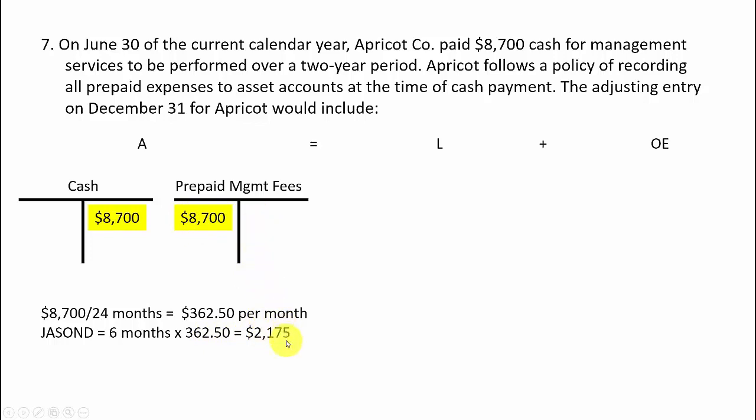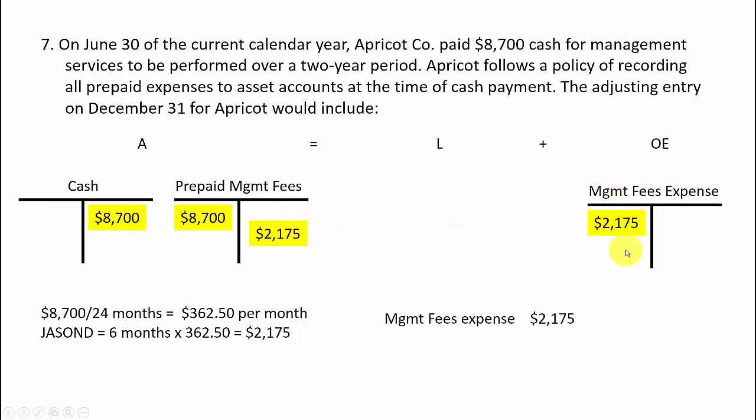So the adjusting entry will be to credit the asset, lower it, $21.75, and to also show an increase in expenses called management fees expense for $21.75. This is a typical prepaid adjusting entry where we're going to lower the asset and increase the expense. Let's see, and here's a journal entry. You can do it in journal form: a debit to management fees expense, $21.75, and a credit to prepaid management fees, $21.75.